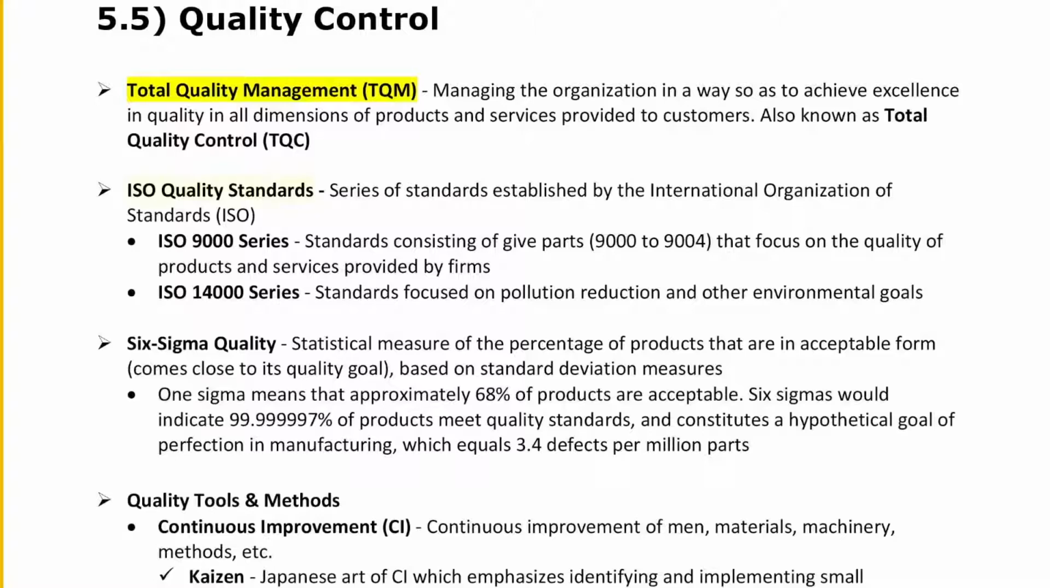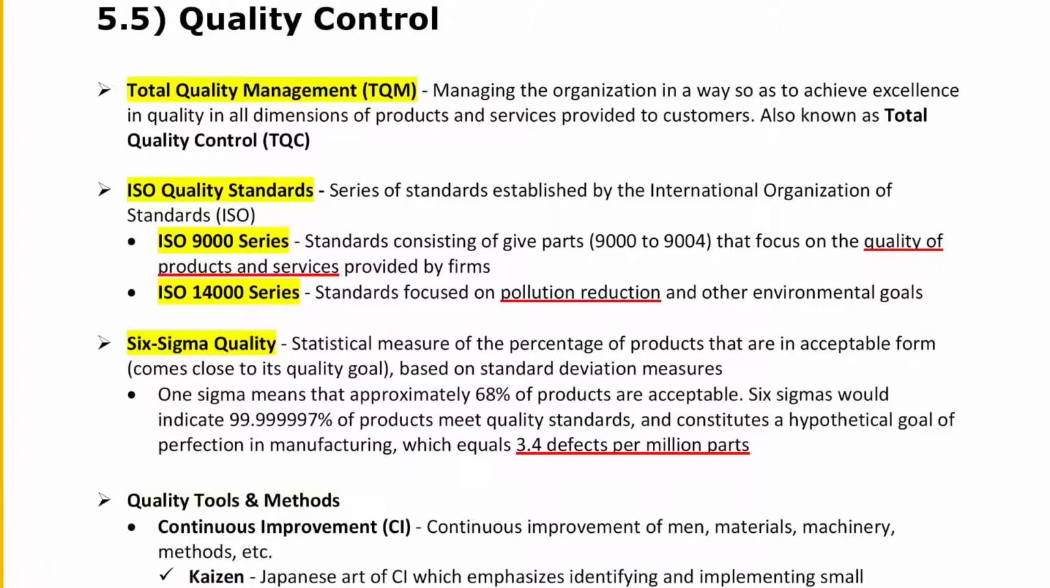Next, highlight ISO quality standards or standards established by the International Organization of Standards. Highlight ISO 9000 series, and here the focus is on underlying quality of products and services. Highlight ISO 14000 series, where the focus is on underlying pollution reduction and other environmental goals. Highlight Six Sigma quality, and this is about achieving perfection in manufacturing, which means only 3.4 defects per million parts.